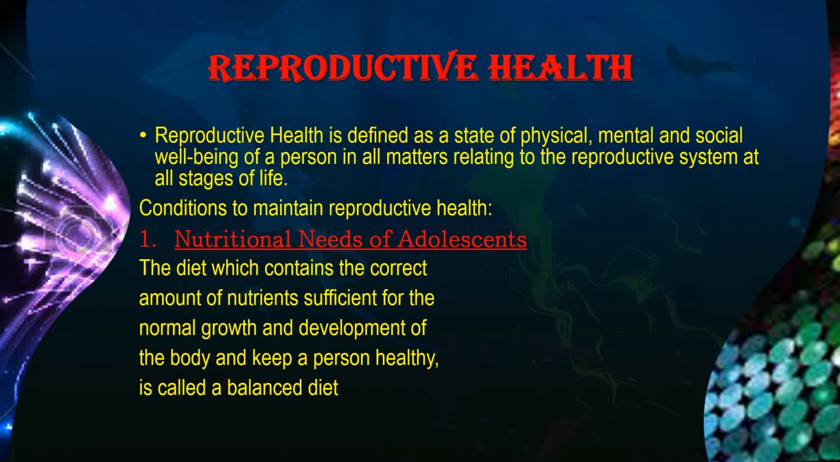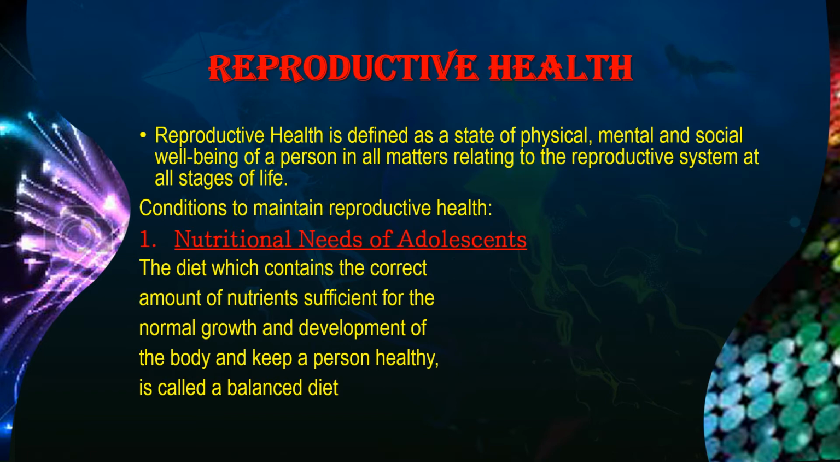Reproductive health. According to WHO, the World Health Organization, reproductive health is defined as a state of physical, mental, and social well-being of a person in all matters relating to the reproductive system at all stages of life. Even though reproductive health is required at all stages of life, it is more essential during adolescence because the body is growing rapidly and many changes are taking place during this time.